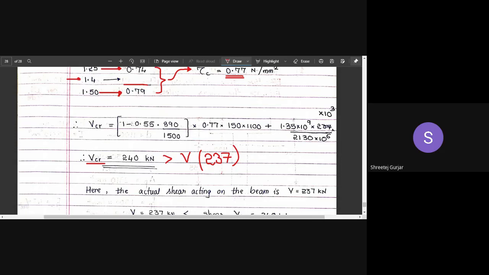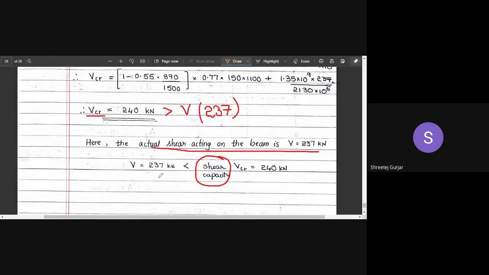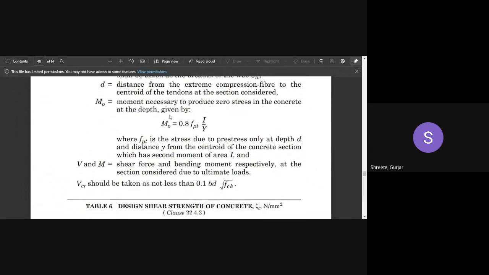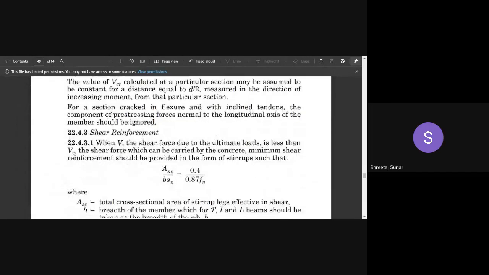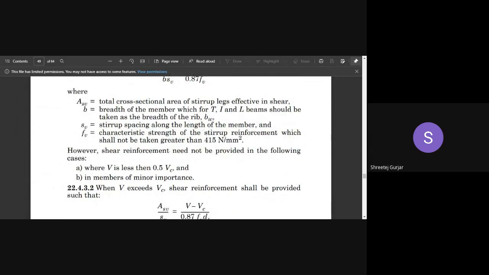Okay. So that statement we shall not write. Only we shall write that the actual shear acting on the beam is 237, which is less than the shear capacity. Okay, you can write this, but do not write that we do not require any shear reinforcement. That statement do not write, because there are many other conditions which it needs to satisfy before that statement can be written. All these things I have told you have to be satisfied. Only then should we not provide shear reinforcement, right? These particular things it should follow.